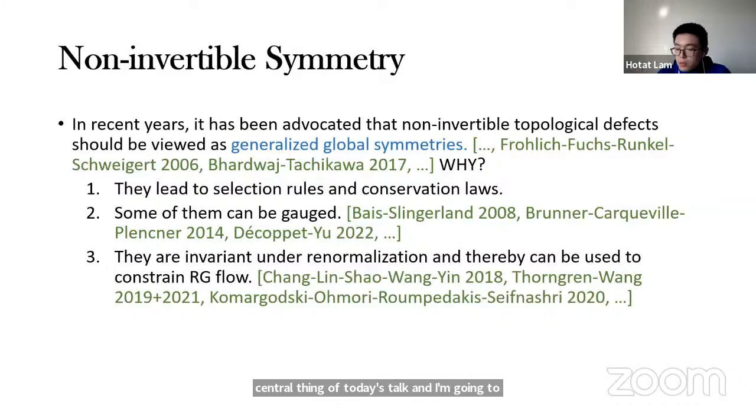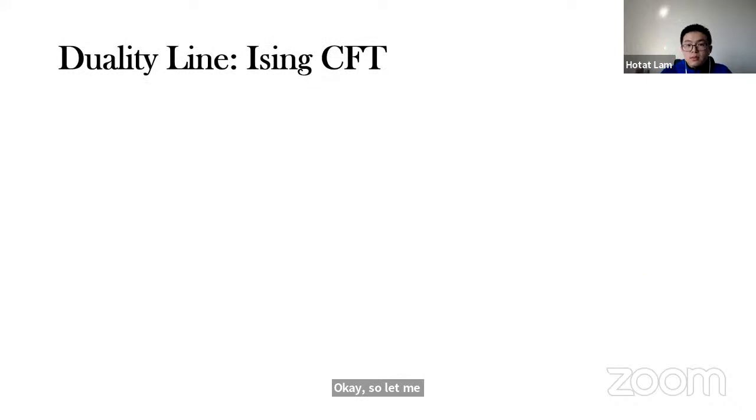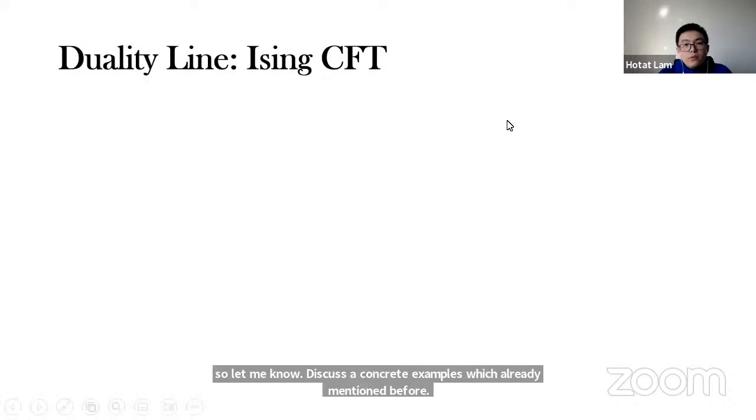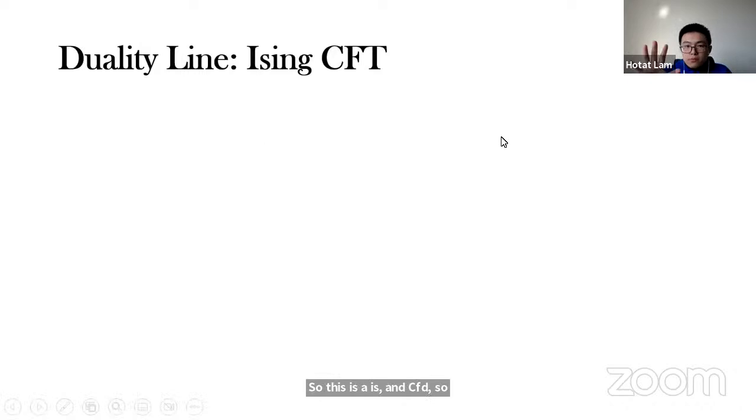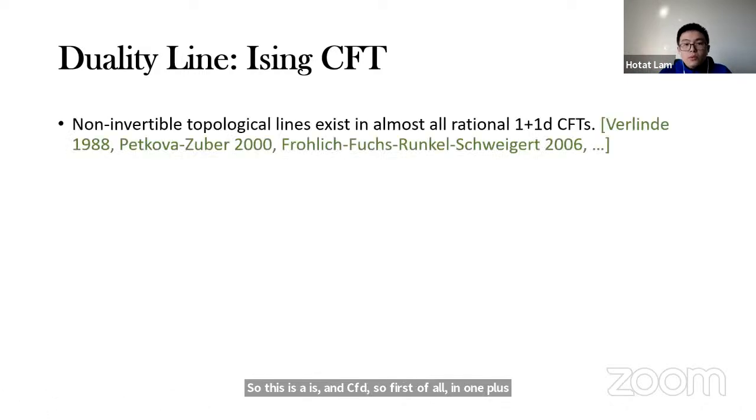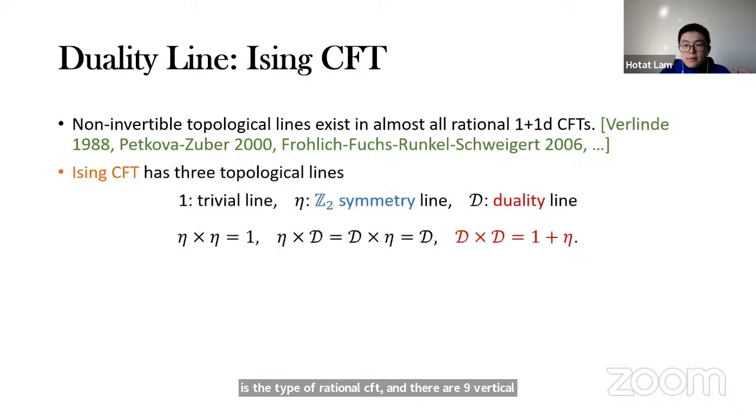Okay, so let me now discuss concrete examples, which I already mentioned before. This is the Ising CFT. I will first focus on 1+1D. In 1+1D, it turns out that non-invertible symmetries, or non-invertible topological lines, exist almost everywhere. They exist in almost every rational CFT. In particular, the Ising CFT is a type of rational CFT, and there are non-invertible lines in it. In total, there are 3 topological lines in the Ising CFT.